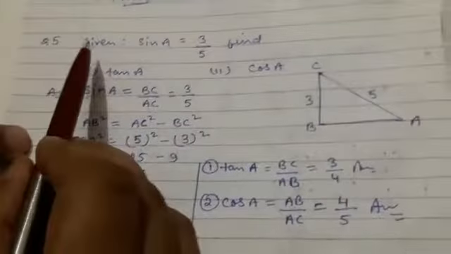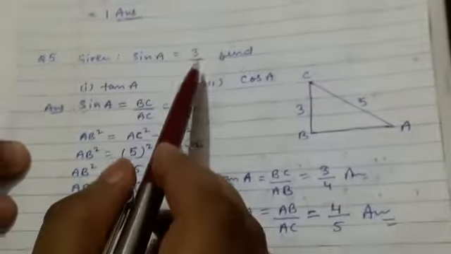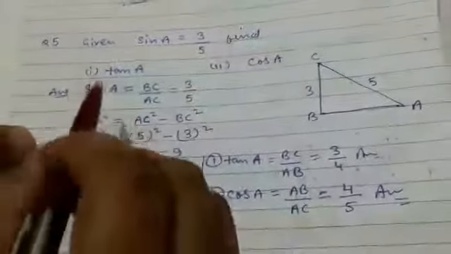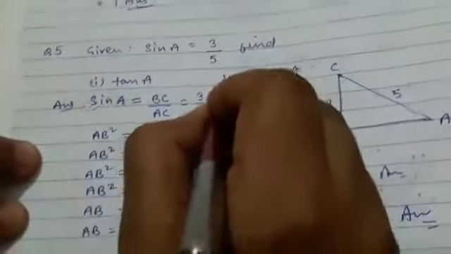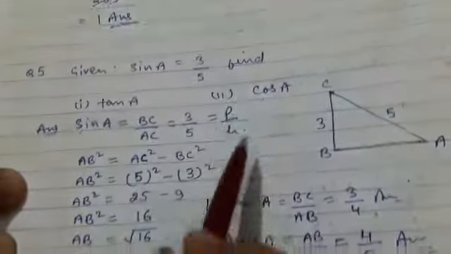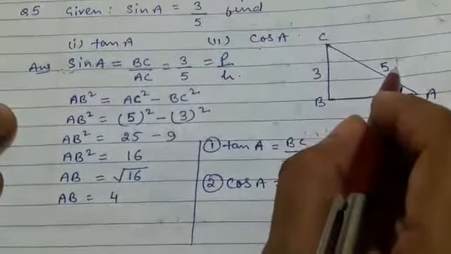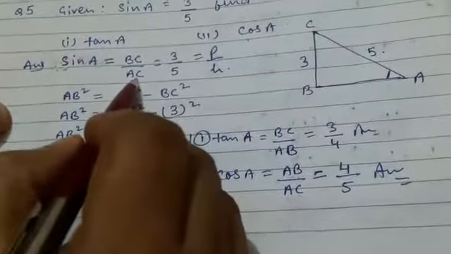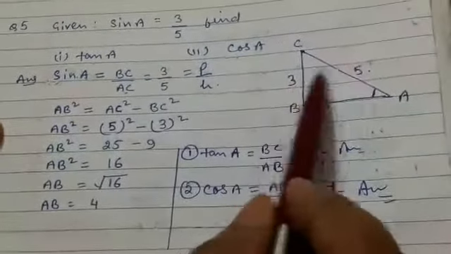Now dear students, let us see question number 5. Try to understand, it is a very important question. Given sin A is equal to 3 by 5, find first part tan A, second part cos A. So dear students, sin A is given. Sin A, as we know, is equal to P by H. This is the formula for sin: sin theta is equal to perpendicular upon hypotenuse. So sin A, according to this angle, this will be perpendicular and this will be hypotenuse. So it is BC upon AC. BC upon AC is given as 3 by 5. It is already given in the question. Means this is 3 and this is 5.